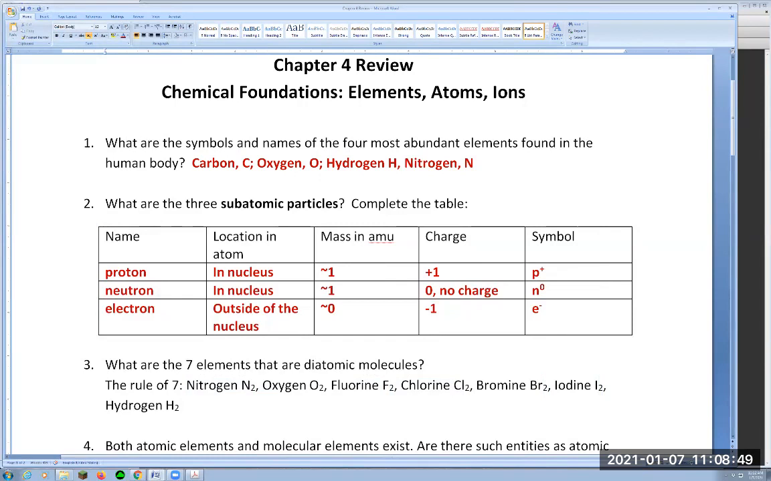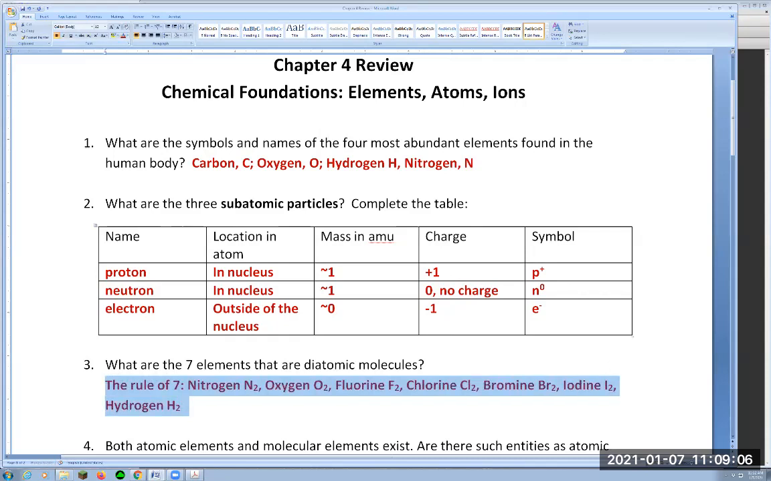So they are all gases except bromine, which is a brown liquid with a stench. And iodine is a dark purple crystal solid. So these are the 7 diatomic elements, and it is important to remember them as well.